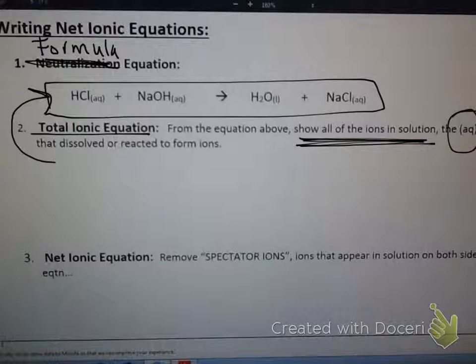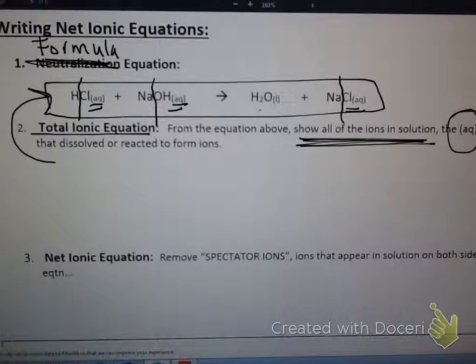So we'll look at an example here. We have hydrochloric acid plus sodium hydroxide yields water plus sodium chloride. We actually just looked at this neutralization reaction in the last video. Acid plus base equals salt plus water. So we notice that the acid and the base and the salts are all aqueous in this equation. So the first thing we're going to do is ionize or dissociate them.